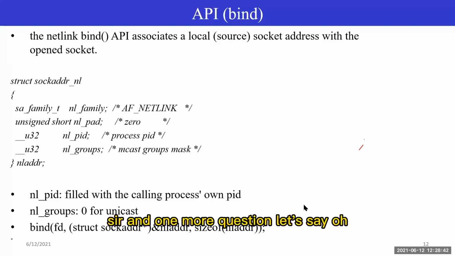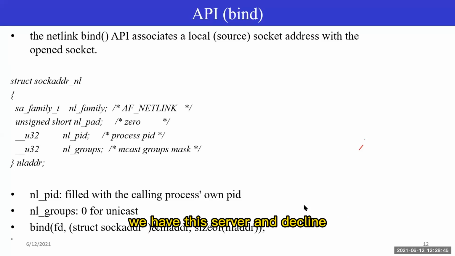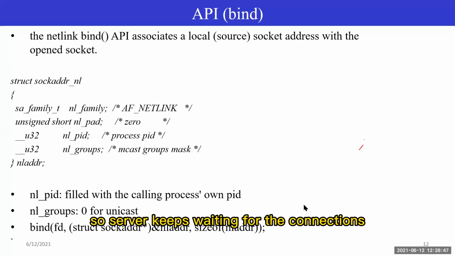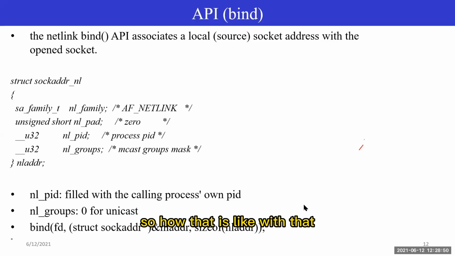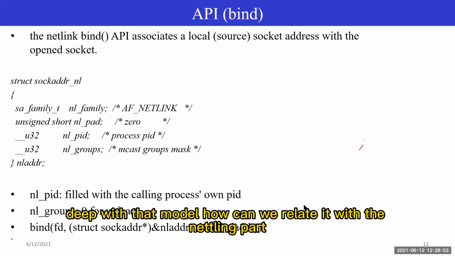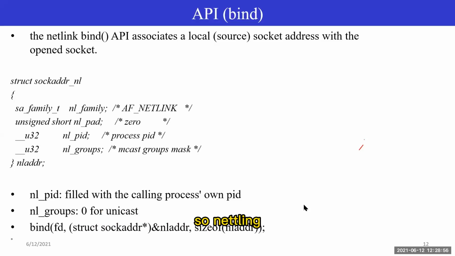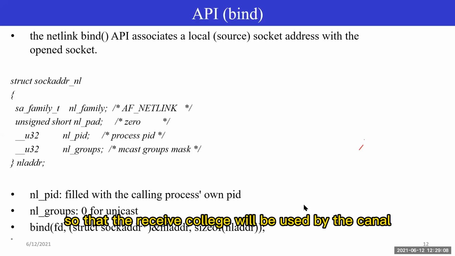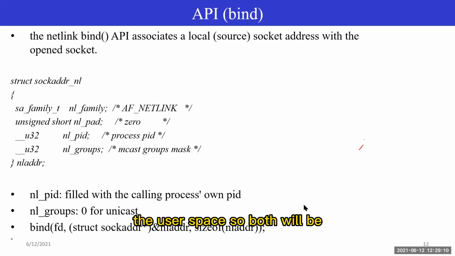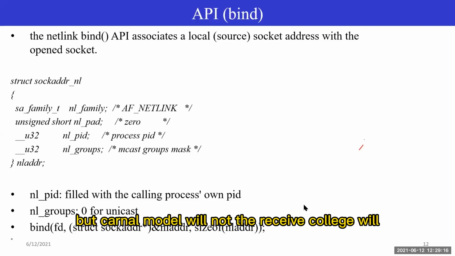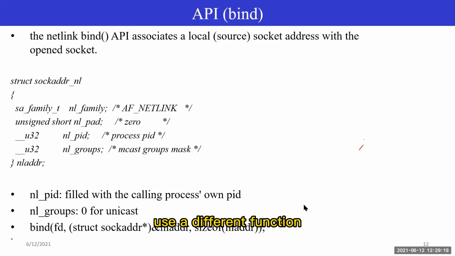Sir, one more question. Let's say in the socket we have a server and a client. The server keeps waiting for connections. With that model, how can we relate it to the Netlink part? So in Netlink also you will call the receive message and will be blocked there, waiting for the event to occur. The receive call will be used by the kernel program as well as the user space, so both will be receiving messages. Yes, in a way, yes, but the kernel module will not use the receive call. It will use a different function, but internally they will use the same thing.